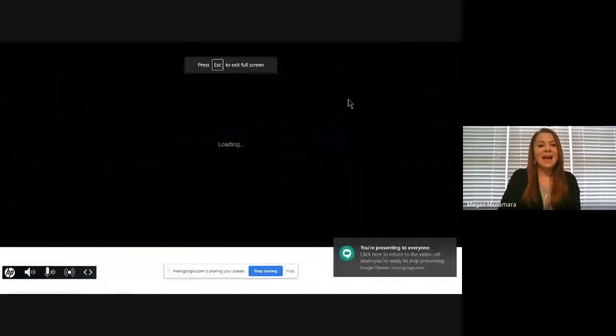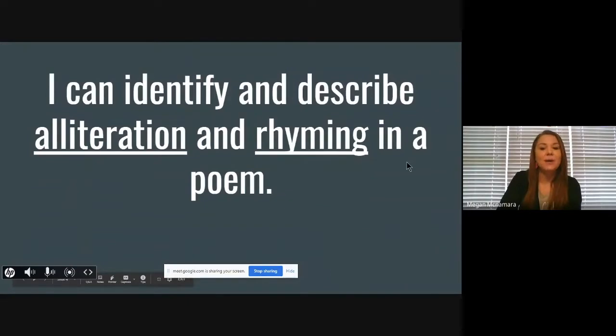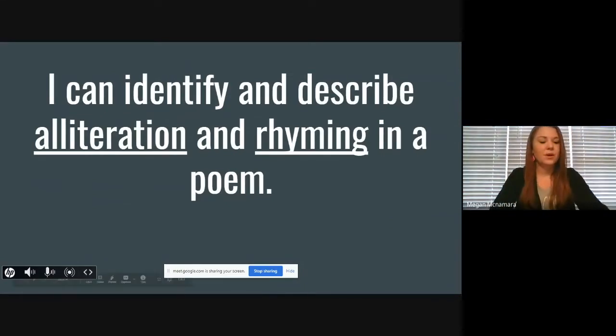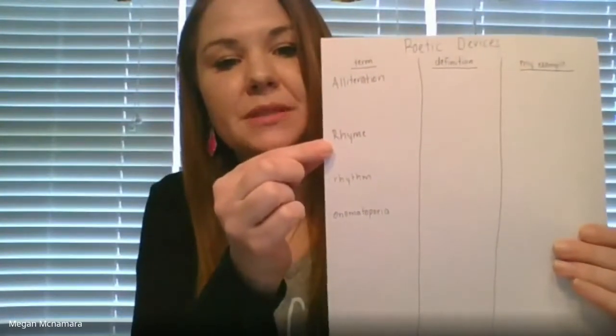All right, so let's talk about our I can statement for today. Our I can statement is, I can identify and describe alliteration and rhyming in a poem. So if you look at your charts, alliteration and rhyme were two of the terms that you found on there, or if you made your own, alliteration and rhyme. So we're going to go ahead and write alliteration and rhyme for our first two terms.